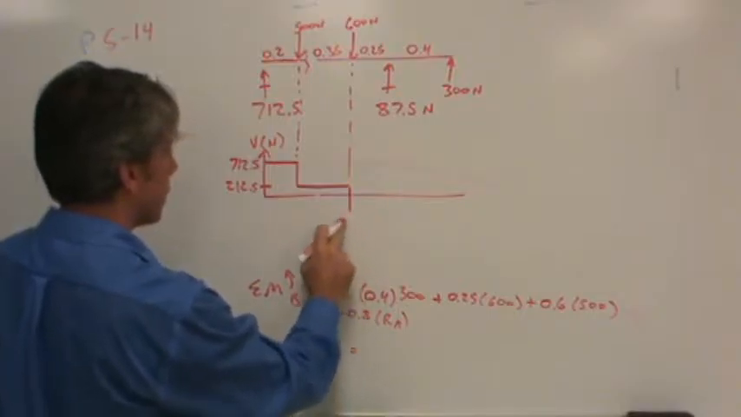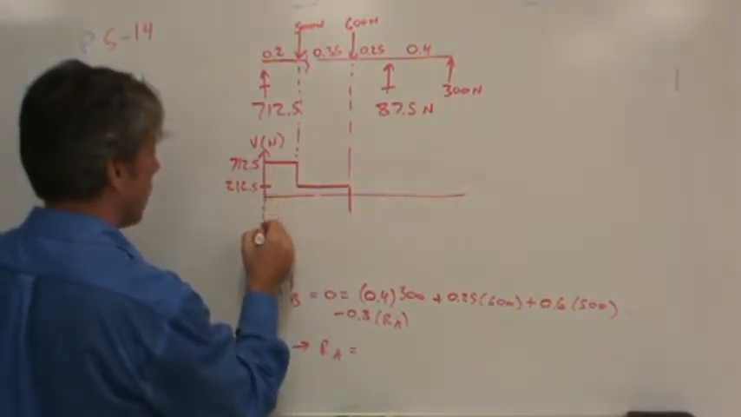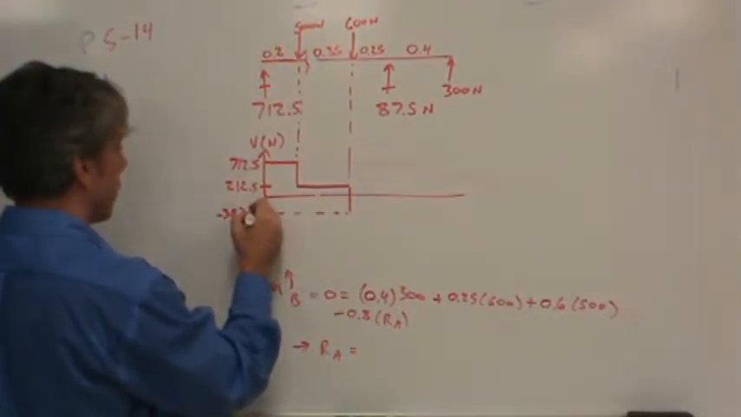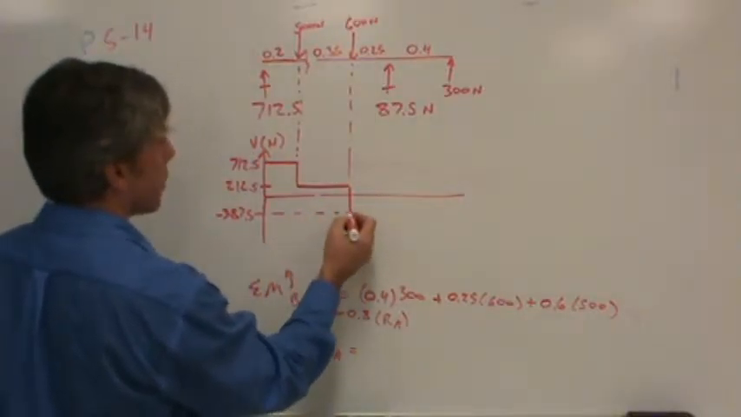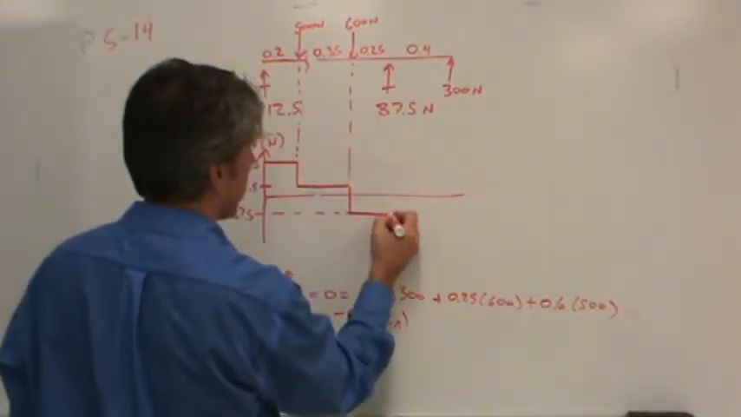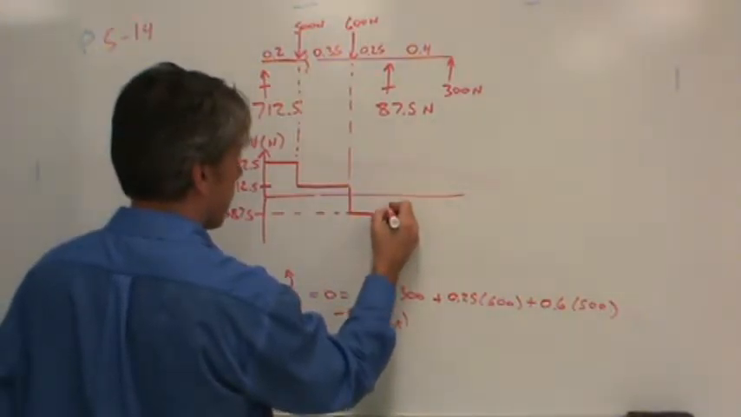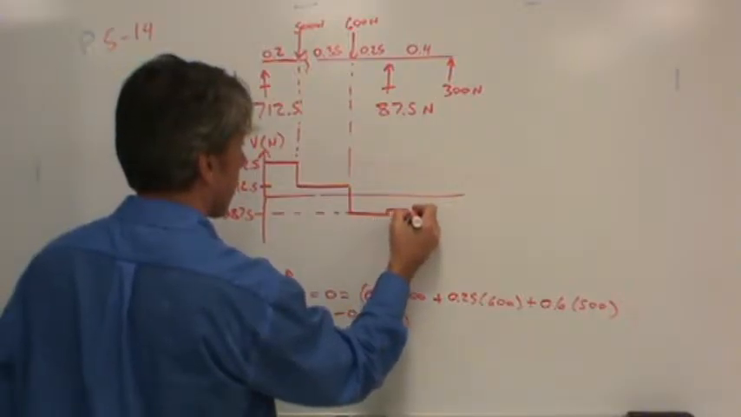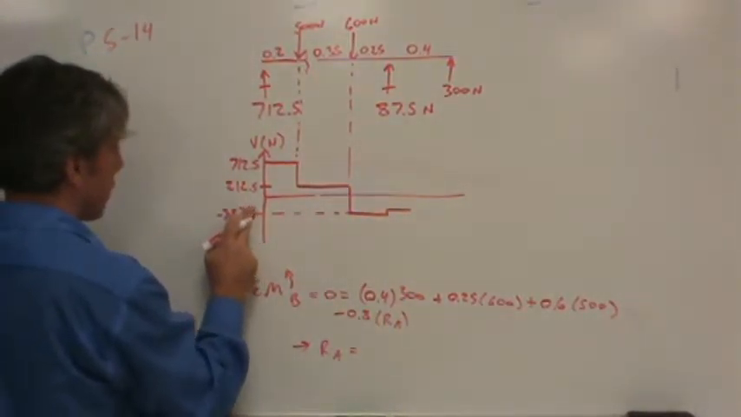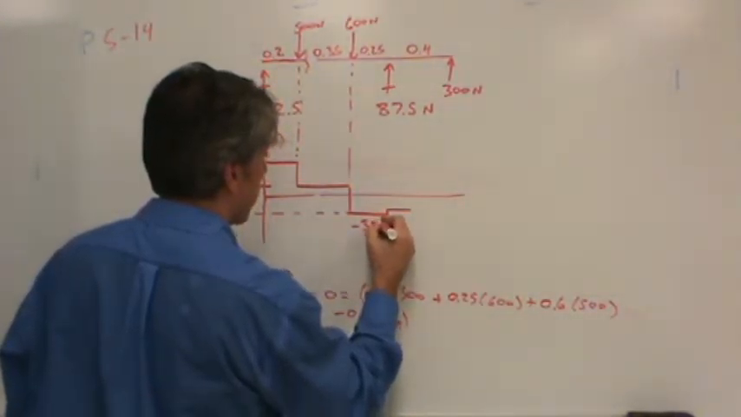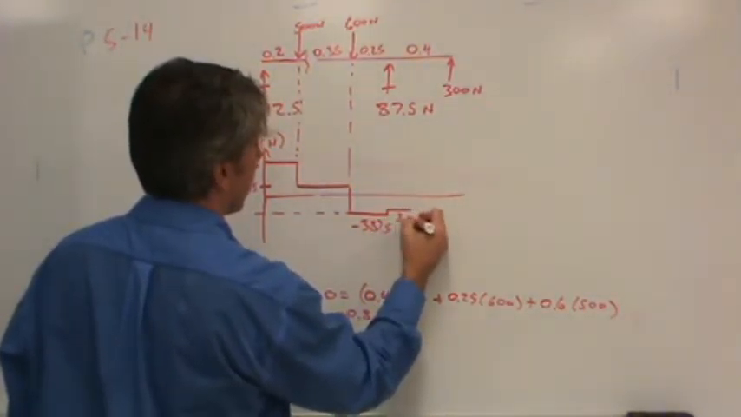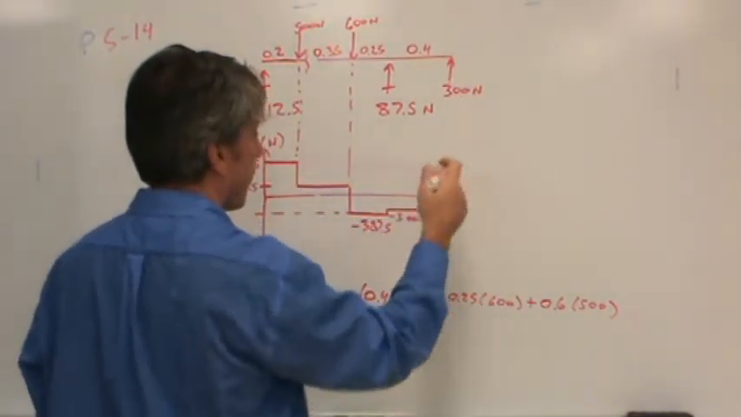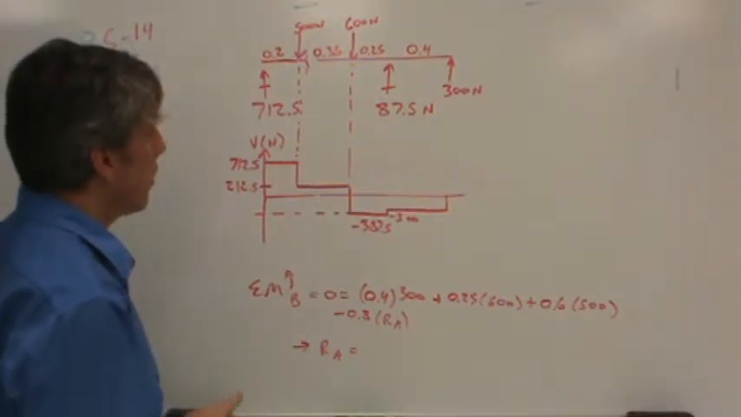Try to draw it to scale the best I can. So there we go, 387.5. Come over to the 87.5 load. That should take us up to 300. I'll tell you what, let's do it this way. Negative 387.5. This is negative 300. And that will go all the way over here, and now the positive 300 takes us back. So that makes sense.